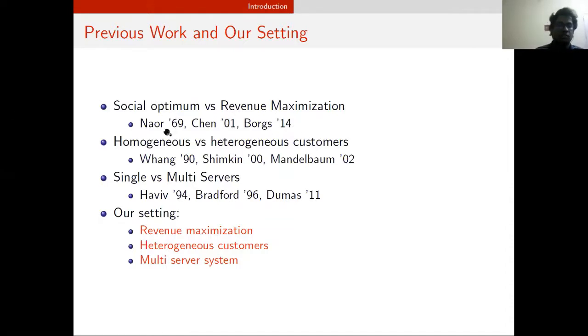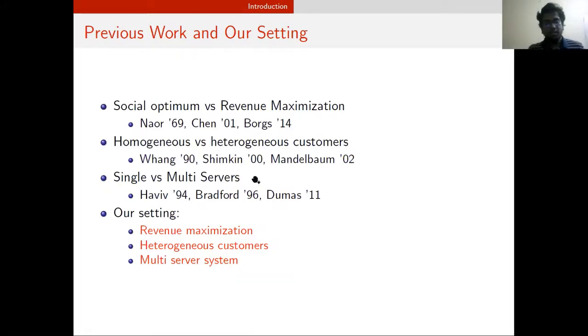Now this is the earliest work in the pricing literature for the queuing case. There have been works that looked at homogeneous customers, and works that looked at heterogeneous customers. Homogeneous customers would mean that all customers have the same value associated with the job, a fixed quantity. Whereas heterogeneous customers would be a set of customers who draw their value from some distribution, let's say. So these are some examples of works which have heterogeneous customers.